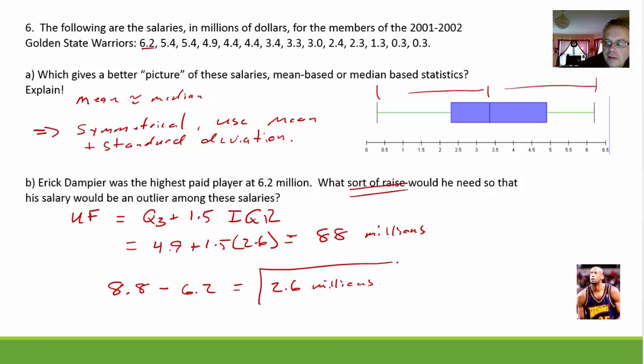Okay, I would like that kind of raise. I wouldn't mind being an outlier for CPS.